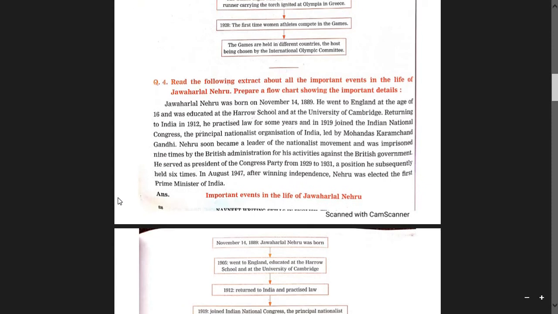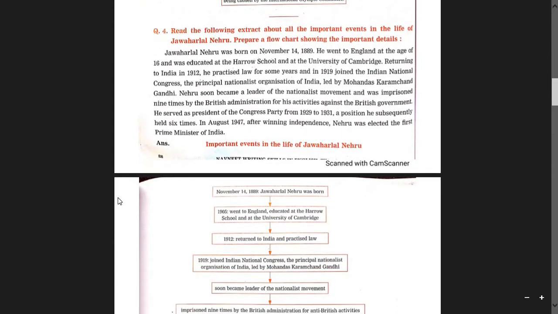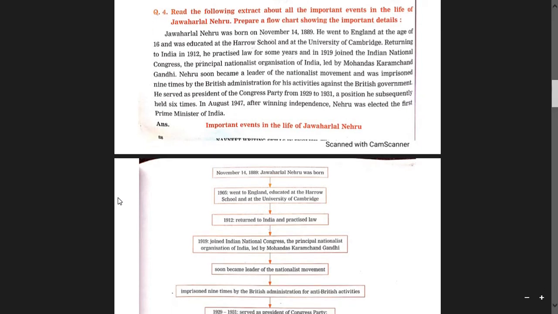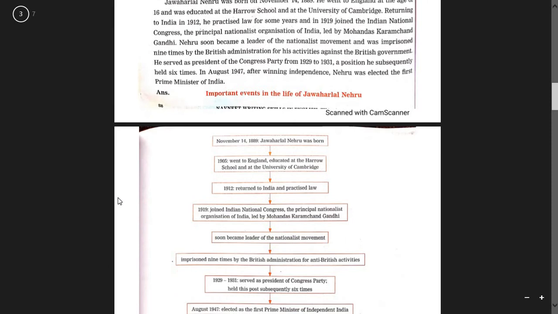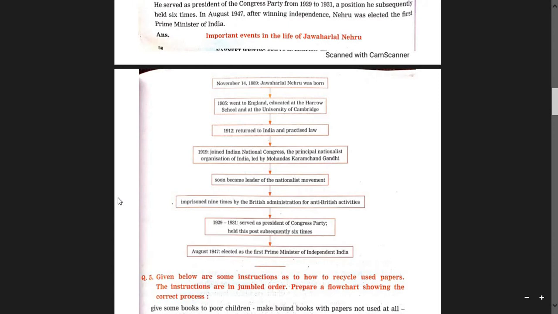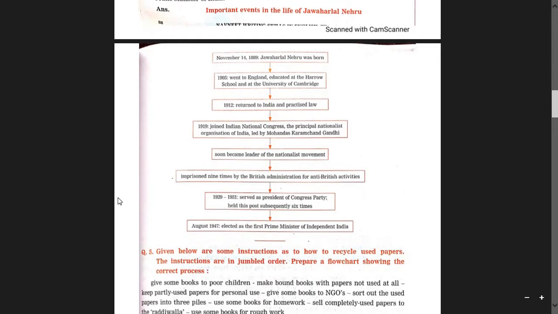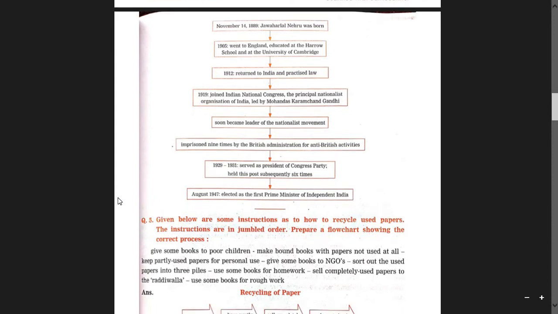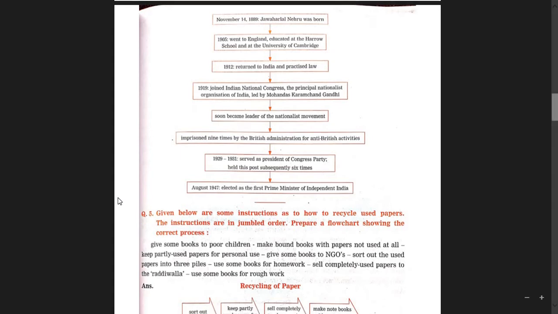Now the next question on your screen. Read the following extract about all the important events in the life of Jawaharlal Nehru. Prepare a flow chart showing the important details. So as I explained in the previous question, again this flowchart will have the same pattern. See the arrows all showing one direction. They all follow a common direction. So the collective information you need to show in a flowchart one after the other.